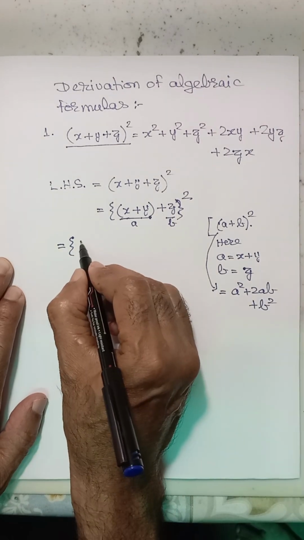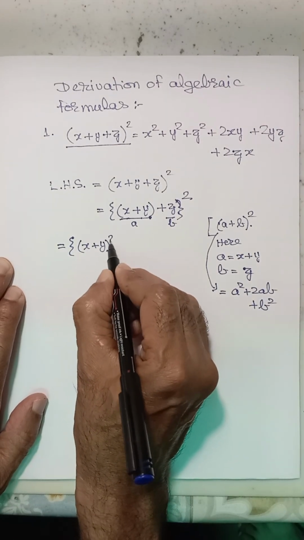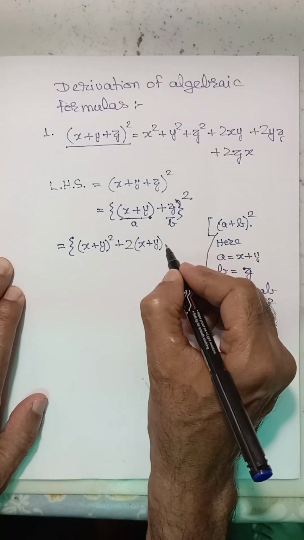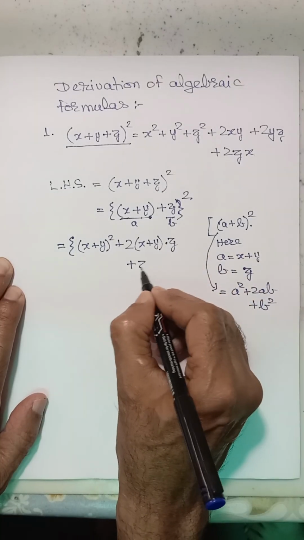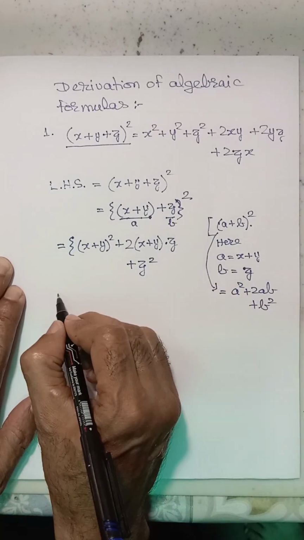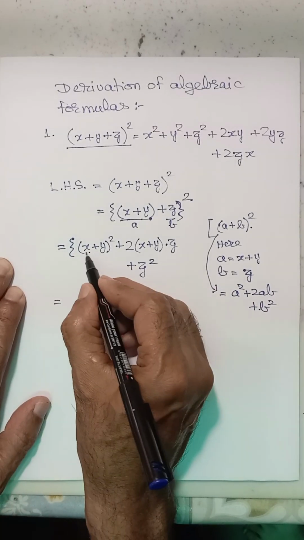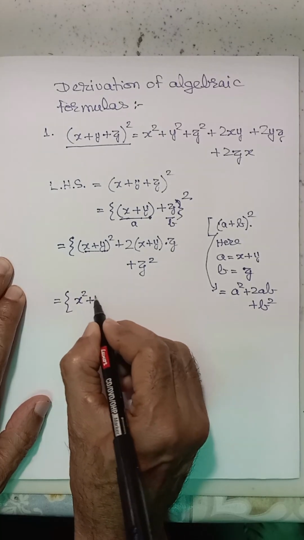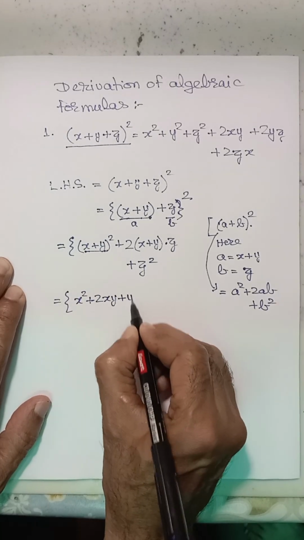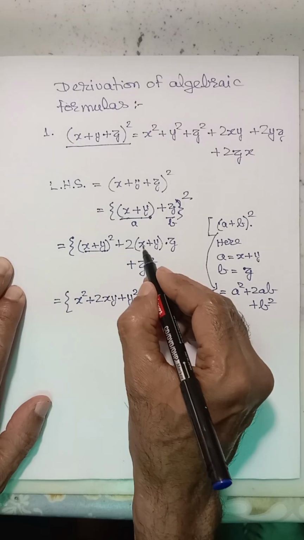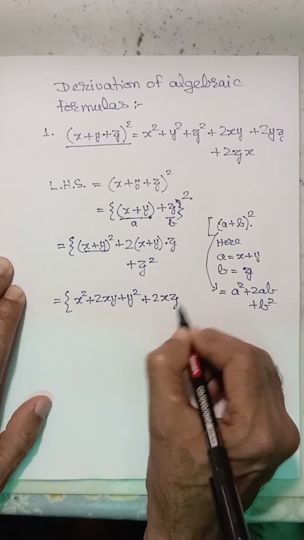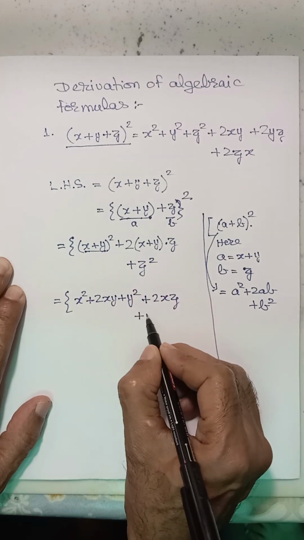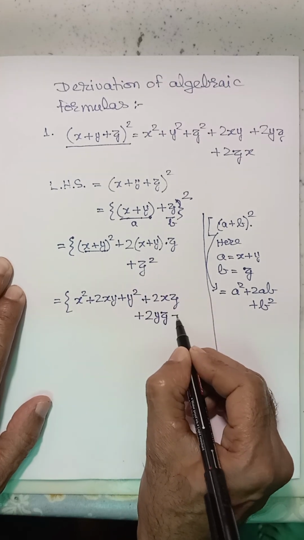Therefore this will be equal to a² + 2 into a into b + b². Now by the formula of (a + b)², we will expand it. This will be equal to x² + 2xy + y² + 2xz + 2yz + z².